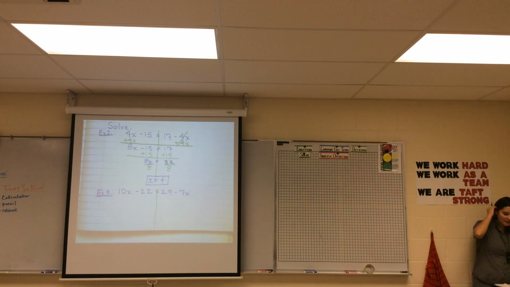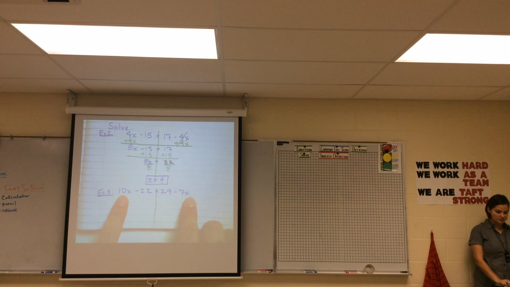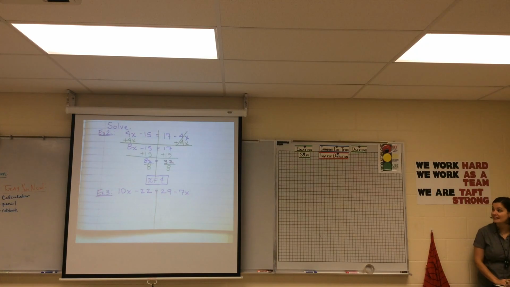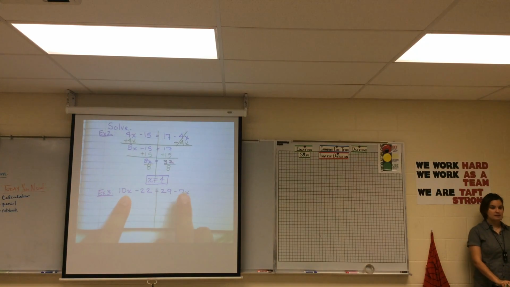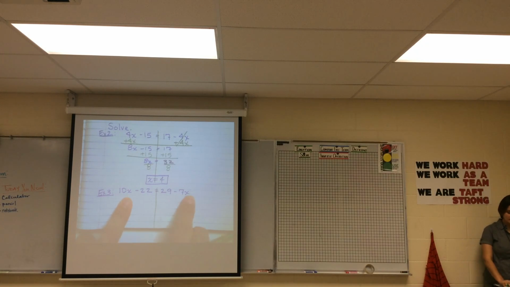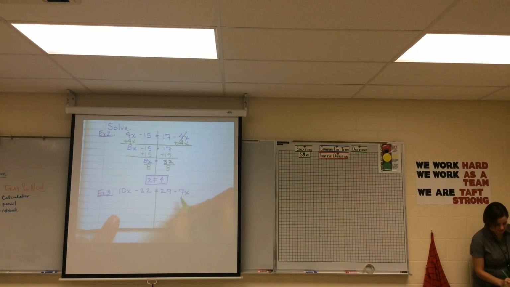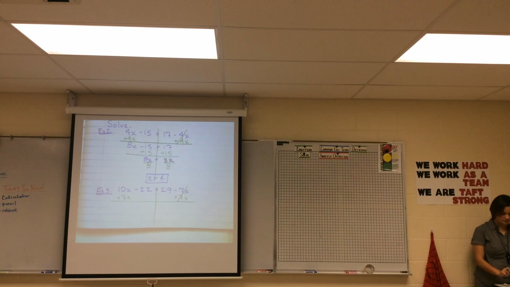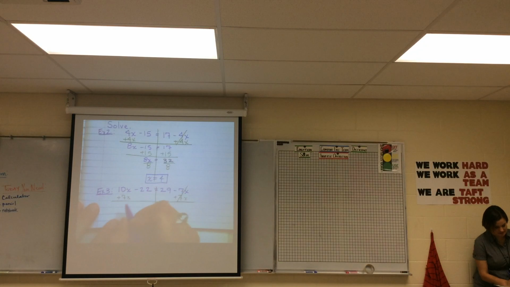All right. So I've got 10x minus 22 equals 29 minus 7x. So which x is smaller? The 10x, the minus 7x, right? So I'm going to do the inverse and add 7 to both sides. Add 7x, so that my 7x's cancel on the right side. All right. So then 10x and 7x is perfect.